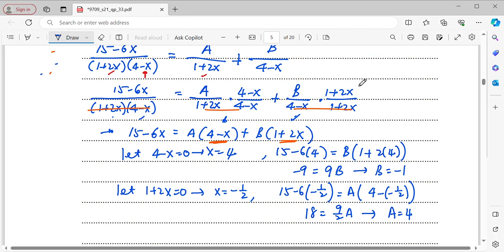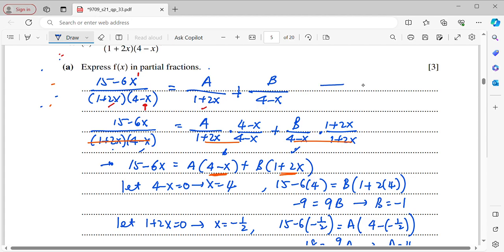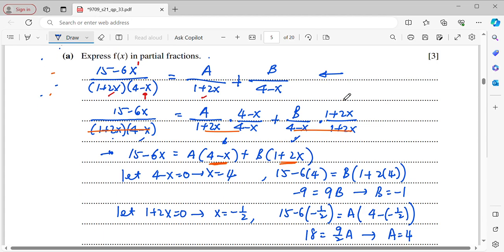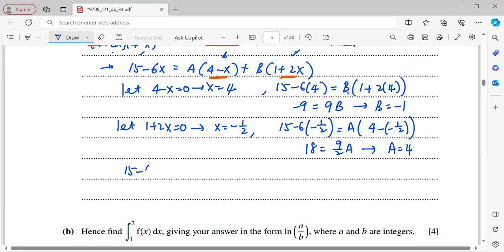Okay, so after you have found the a and b, just replace the values in the partial fractions. So now I will get 15 minus 6x over 1 plus 2x multiplied with 4 minus x equals to a is 4, so 4 over 1 plus 2x, and the b is minus 1. Please don't write plus and minus 1 like that. Because the plus and minus 1 can be simplified into minus, so I will just write the minus in the middle as the final answer. So these are the partial fractions.